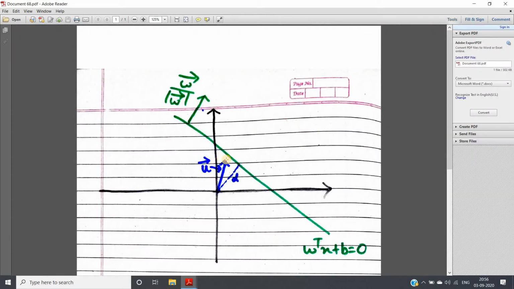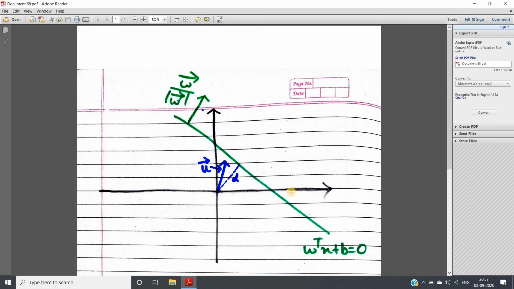Now, let's consider any random point in this n-dimensional space. Here I am considering 2 dimensions, and the position vector of that random point is u vector. Any point placed above the linear separator will be considered as belonging to the positive class, and any point below it will be considered as belonging to the negative class. Now how can we calculate whether that point is above or below the linear separator?